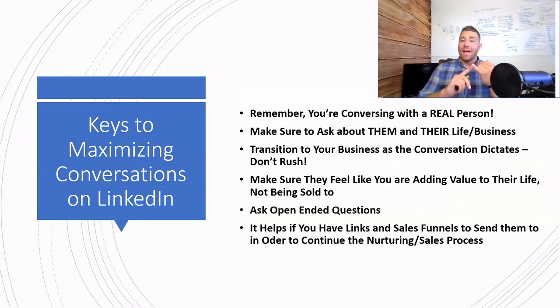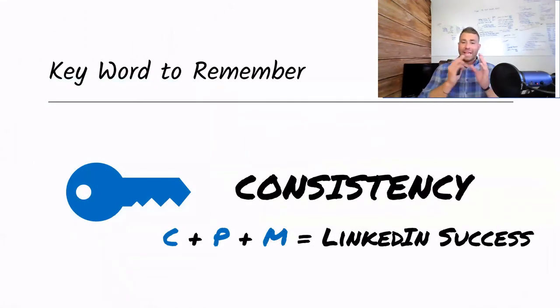The fifth one here, ask open-ended questions. That is key to getting a real conversation where people see value. And then it helps if you have links to sales funnels that you can send them to in order to continue that nurturing and sales process, all right? So the key word to remember with this entire process is consistency. C plus P plus M equals LinkedIn success. And you will see that success if you are consistent in that process.